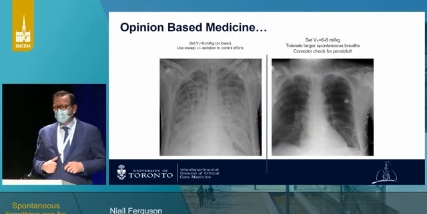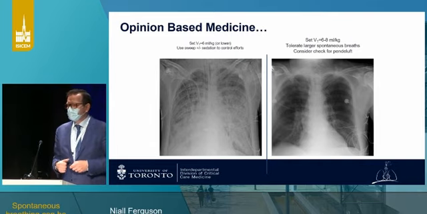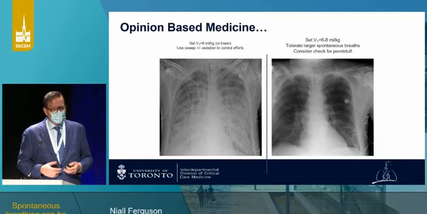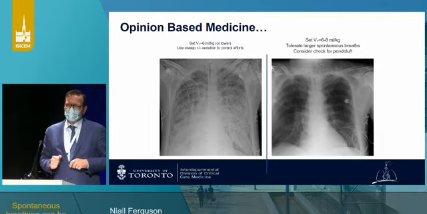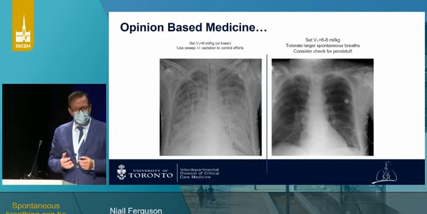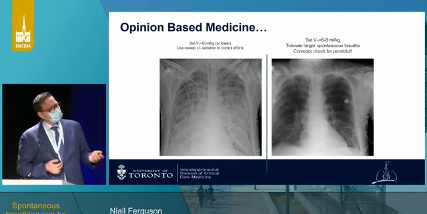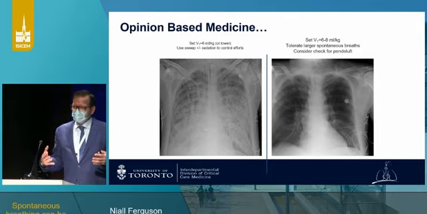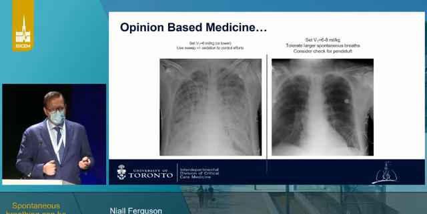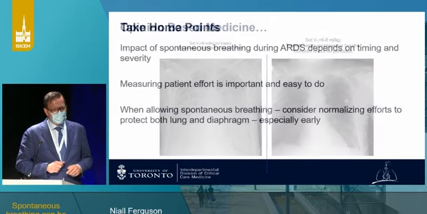In my opinion-based medicine about when to use spontaneous breathing or not, when the chest X-ray looks like this and you have severe ARDS, that's when I'm very concerned about measuring overall driving pressure and maintaining lower tidal volumes. When the X-ray is starting to look like this, and the elastance of the respiratory system has come down, then let the patient breathe spontaneously. Consider checking Pendelluft and make sure they're not generating huge amounts of effort, which they shouldn't be in that setting.